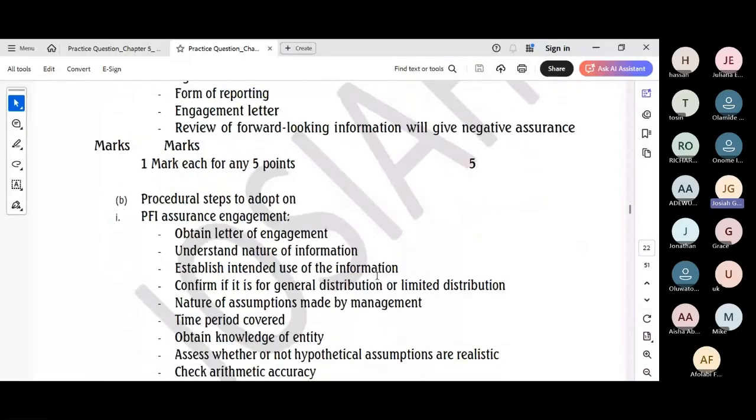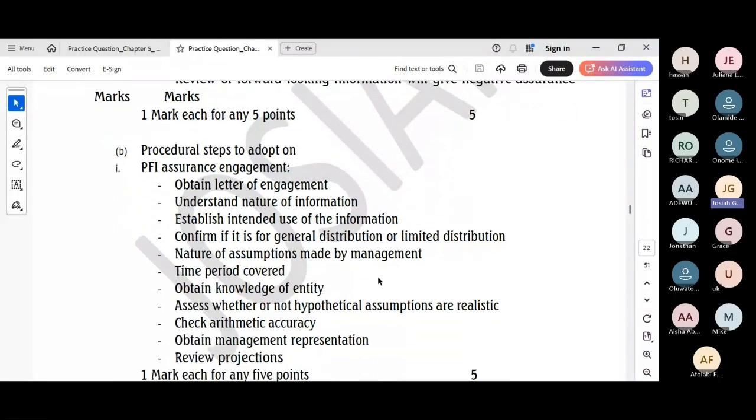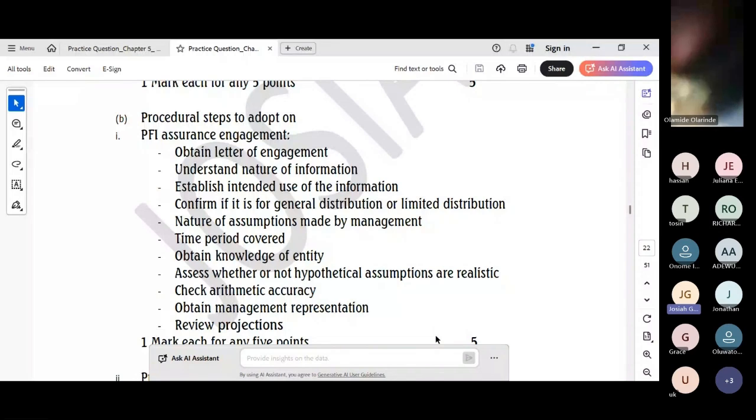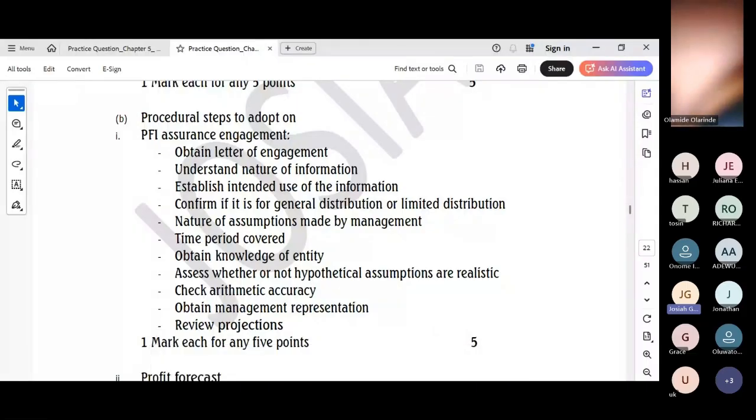Then for the B part, the procedure steps to adopt on the PFI assurance engagement. So I think this part B1 awards 1 mark per point for any 5 general procedures. I think the solution lists a broad range of relevant procedures, emphasizing understanding the context of the prospective financial information. So the point about obtaining an engagement letter is actually a good starting point. If you look at the solution, it's a good starting point.